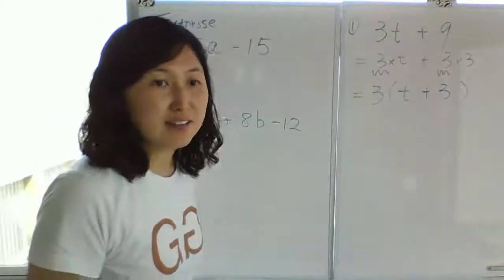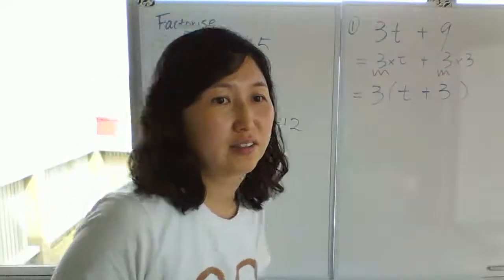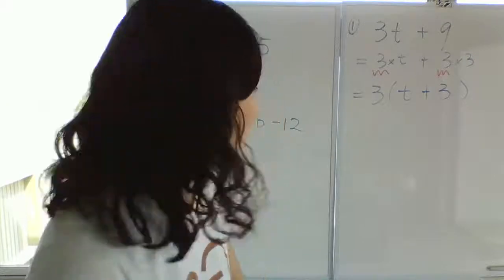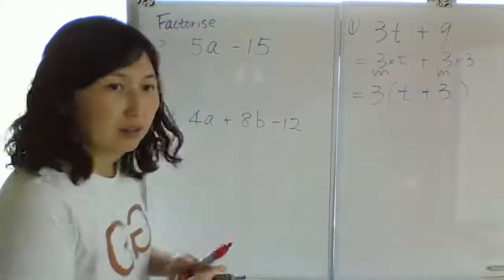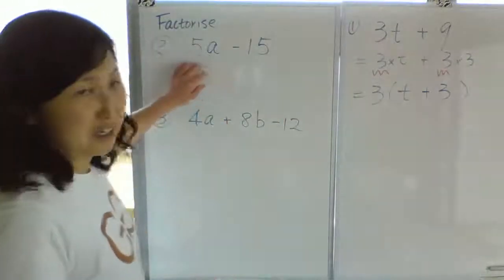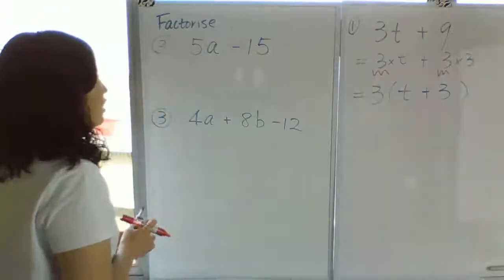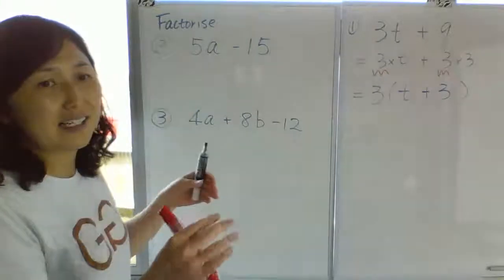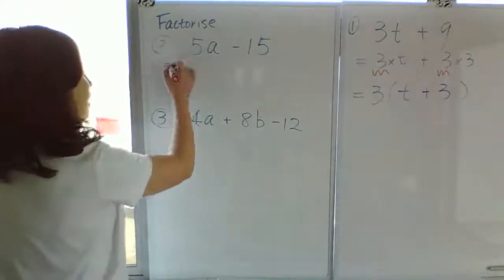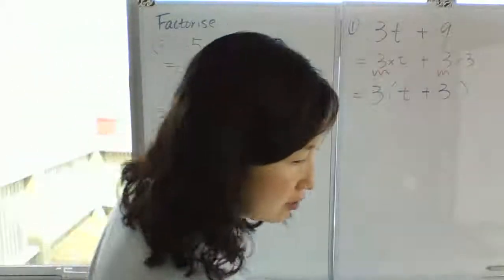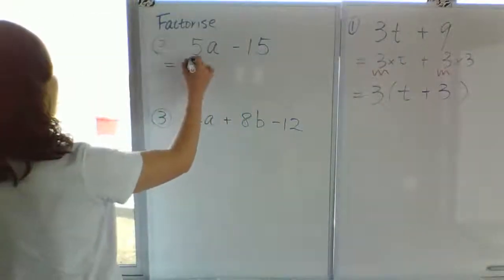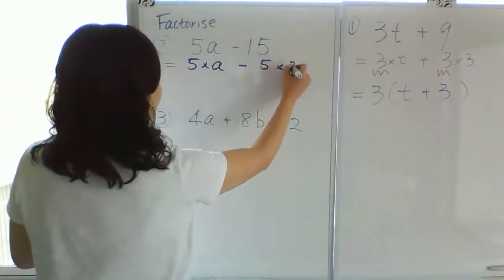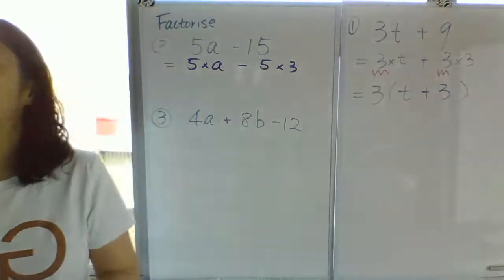Is everyone getting this? Good. Just let me know if you have any questions. Keep asking questions as well. Now let's have a look at the next question together, question 2 here on the left-hand side. I've got 5a take away 15. The approach is exactly the same. I write the factors of 5a, which is 5 times a, and take away 5 times 3. I know 15 is 5 times 3.